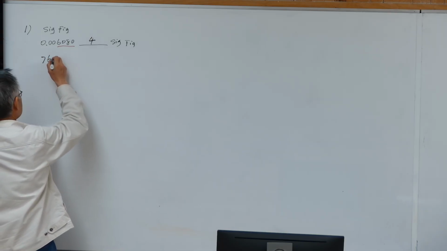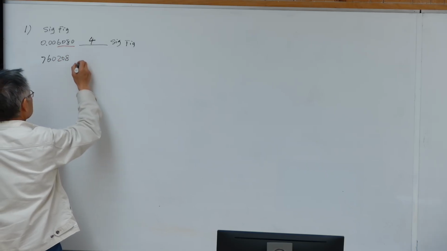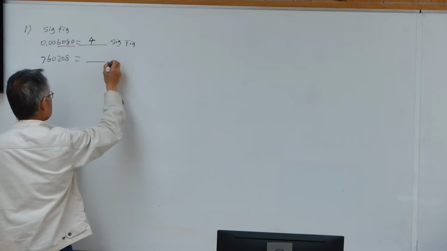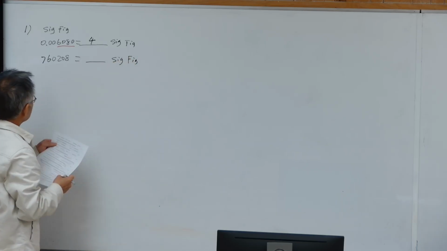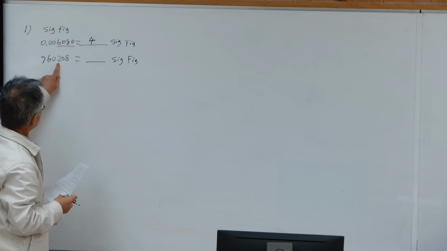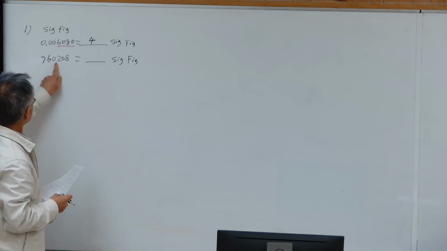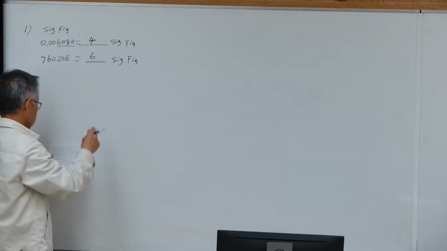This number, 760208. How many significant figures? Again, zeros between non-zero digits are significant figures. So all these digits are significant figures. So 6 significant figures.